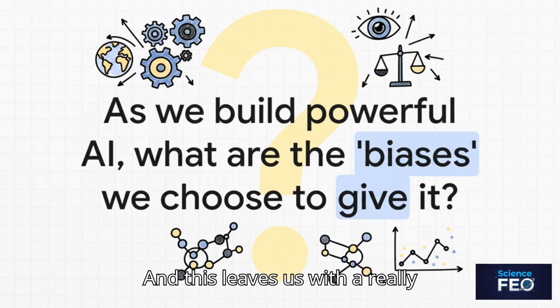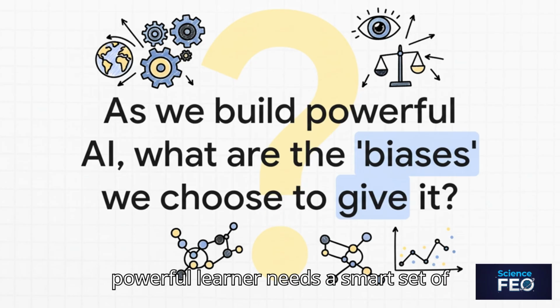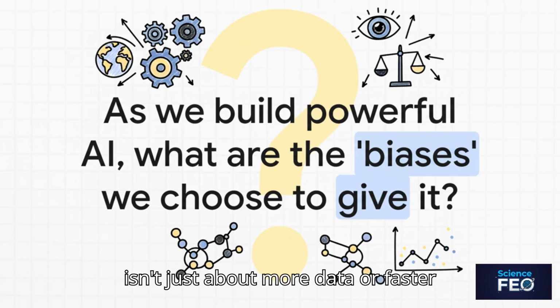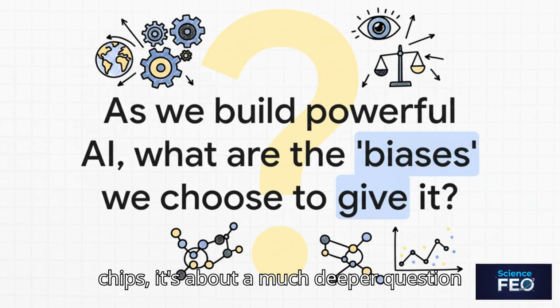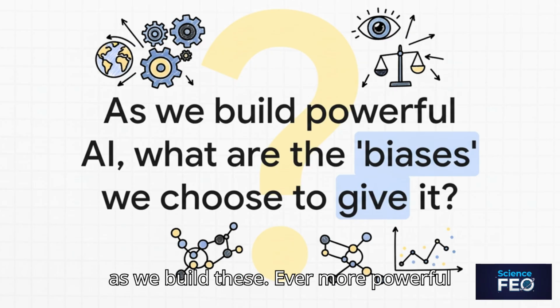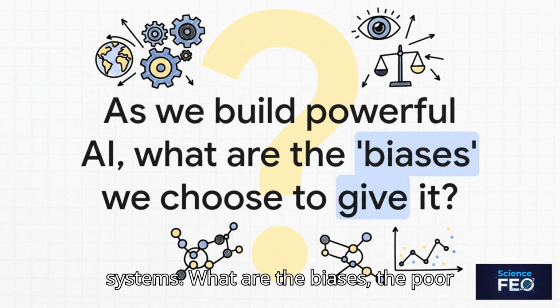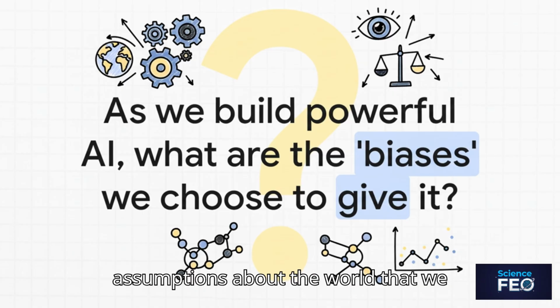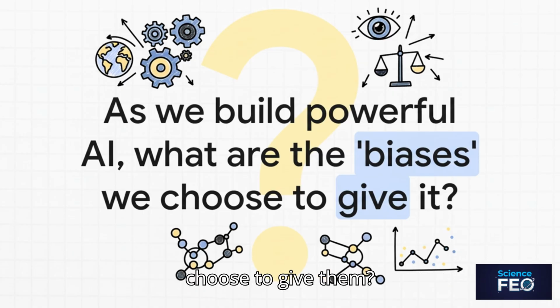And this leaves us with a really important final thought. Since every powerful learner needs a smart set of assumptions to work, the future of AI isn't just about more data or faster chips. It's about a much deeper question. As we build these ever more powerful systems, what are the biases, the assumptions about the world that we choose to give them?